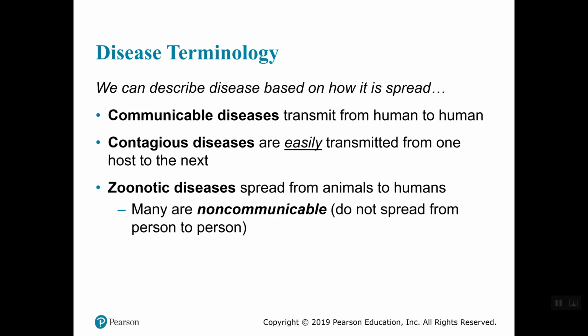We also have what are called zoonotic diseases. These are spread from animals to humans. It's kind of easy to remember because you can think of zoos. Zoos house animals. Humans go to see animals at zoos, so you can see that connection there.